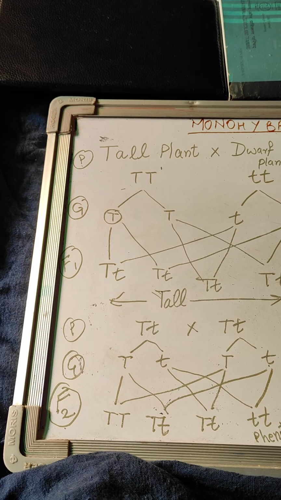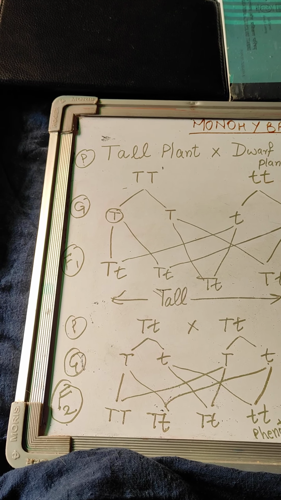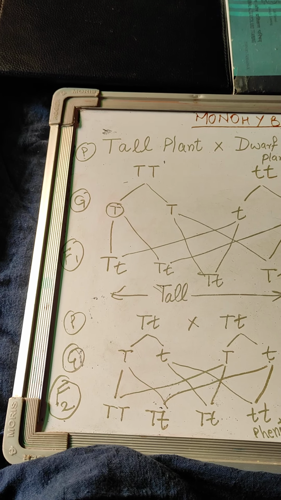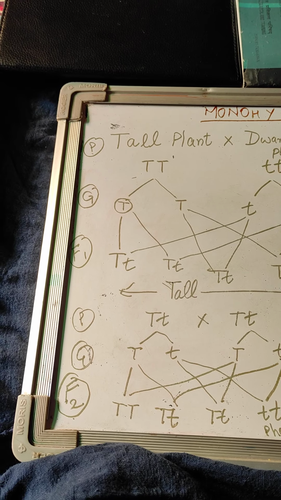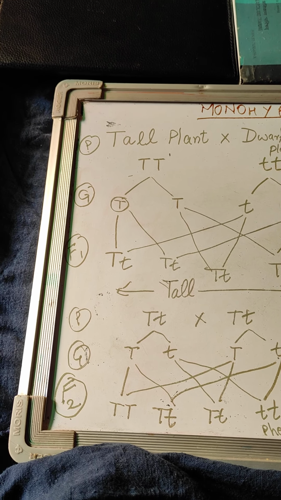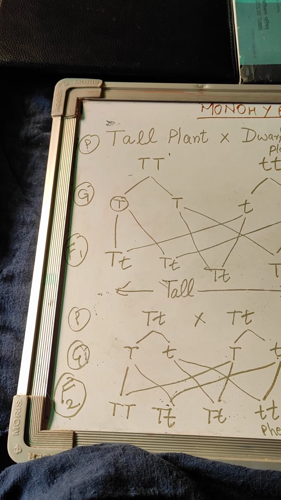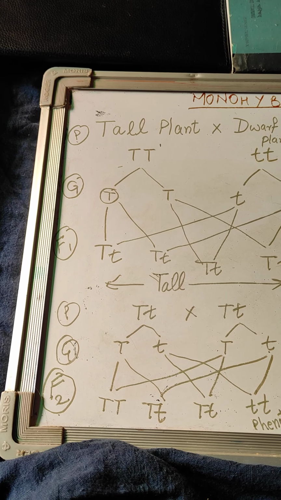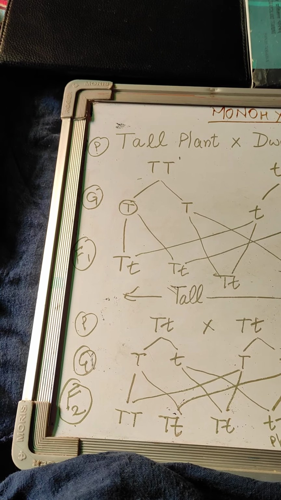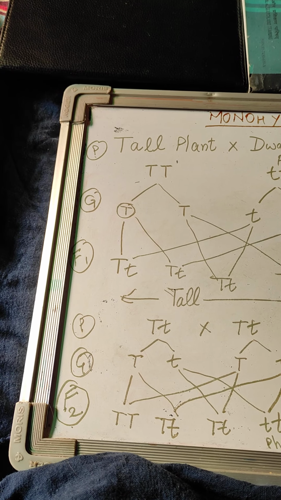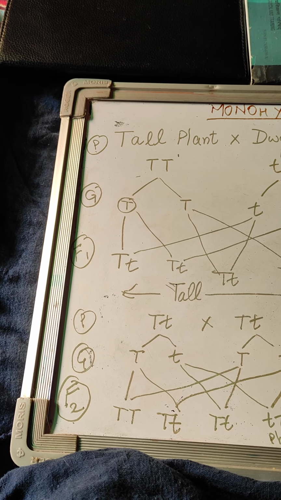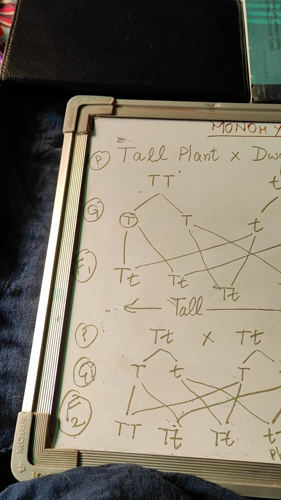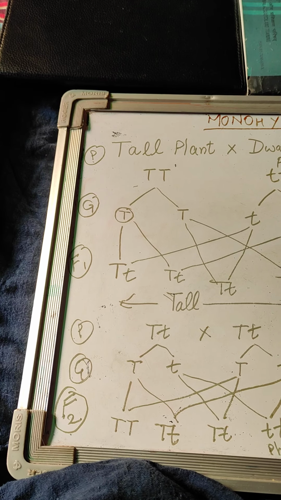The second law is the law of segregation, which in F1 and F2 we can see: during gamete formation the alleles get separated and either of them can fuse with the gamete of the other parent. This is the law of segregation. Segregation means separation. Alleles are separated during gamete formation.